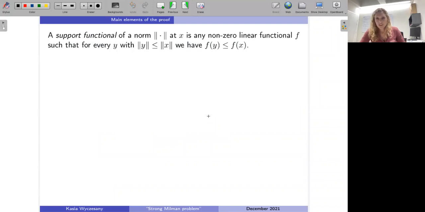Okay, so to start with, let me define what I mean by a support functional of a norm. I say that f is a non-zero linear functional, a support functional of a norm at x, if for every y which has smaller norm than x, we have that f of y is less than or equal to f of x. I want to consider those multiples because this is a handy thing for me. I know that some people like it to be one particular chosen support functional. I'm sorry for you guys.